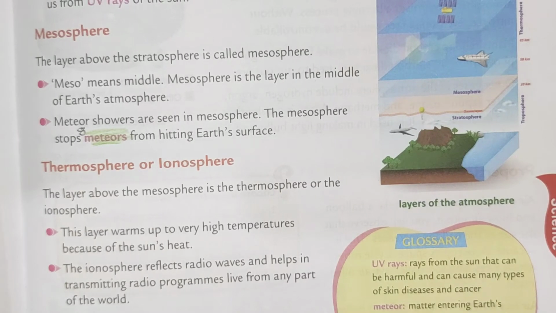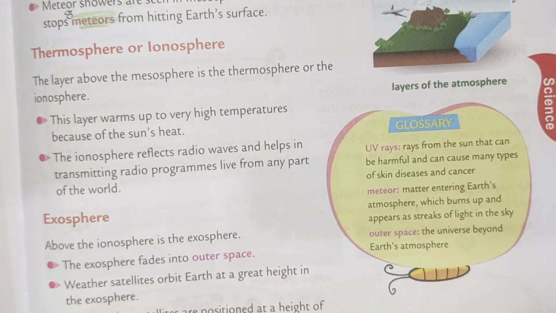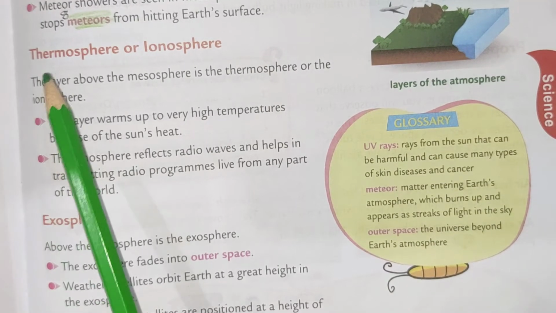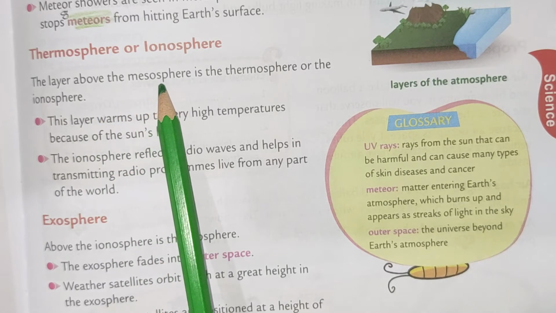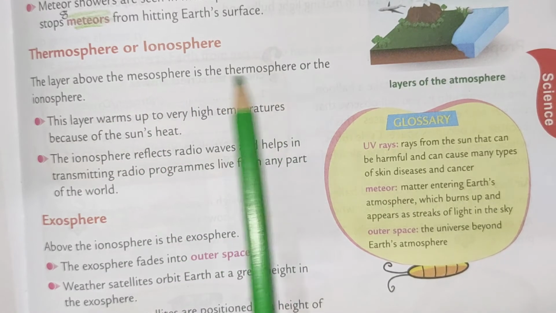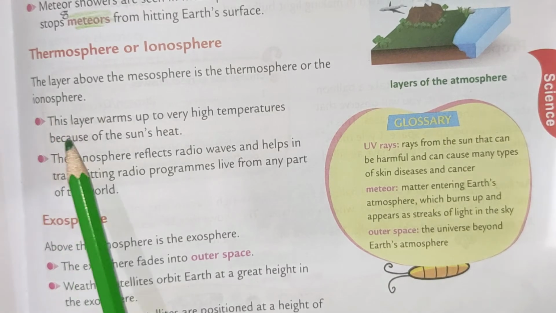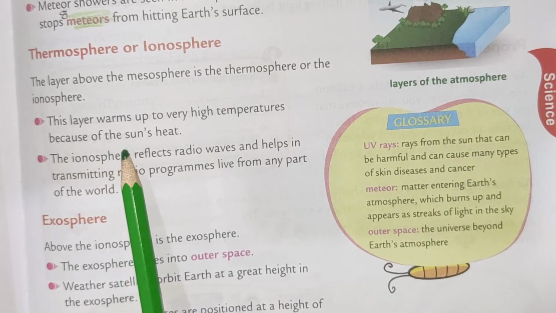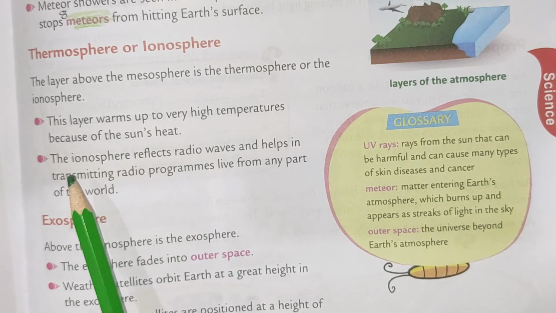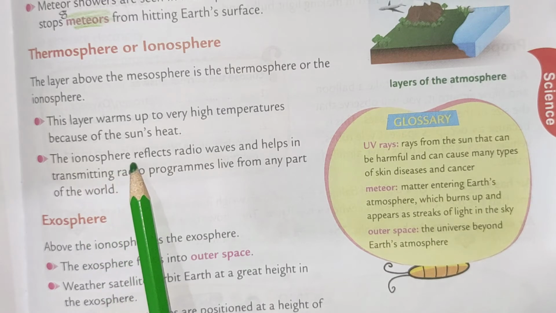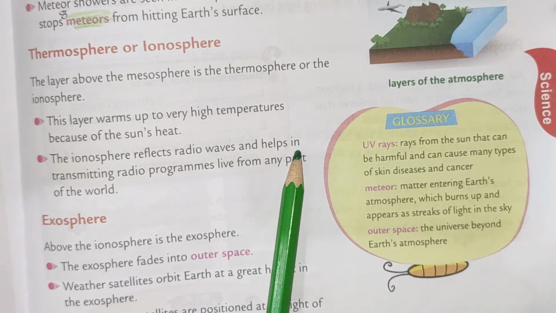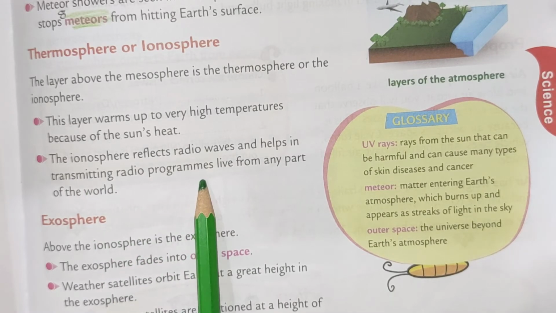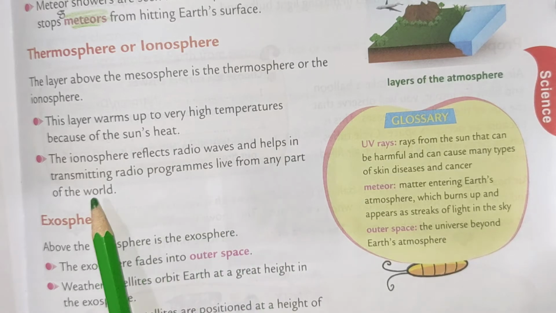And the fourth layer of the Earth's atmosphere is the thermosphere or the ionosphere. The layer above the mesosphere is the thermosphere or the ionosphere. This layer warms up to very high temperatures because of the sun's heat. The ionosphere reflects radio waves and helps in transmitting radio programs live from any part of the world.